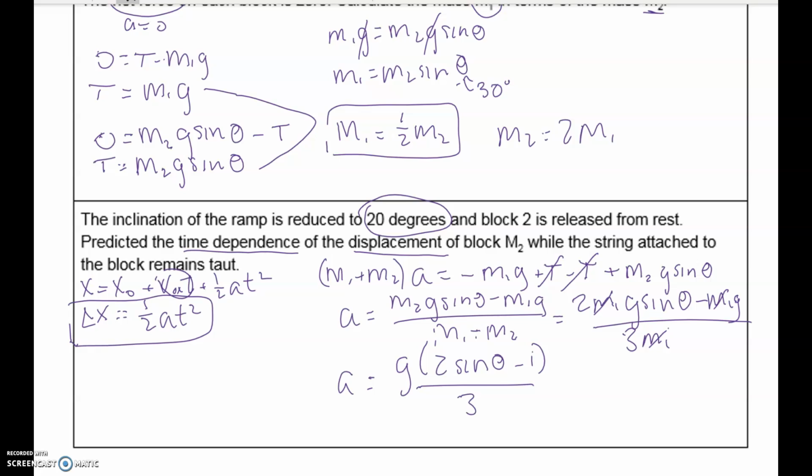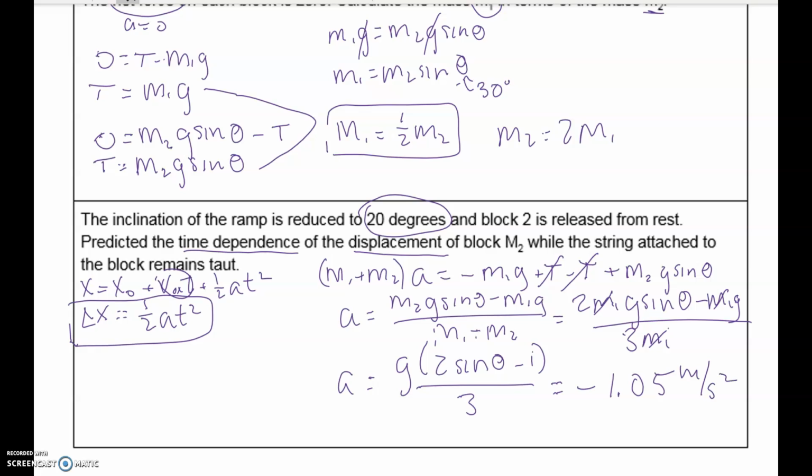So now we're at the point where we can plug in numbers. We can plug in 10 meters per second squared for g, and for my angle we can plug in 20 degrees, and here I would use a calculator because I do not know what sine of 20 degrees is off the top of my head. And when I do this, I get a value of negative 1.05 meters per second squared.